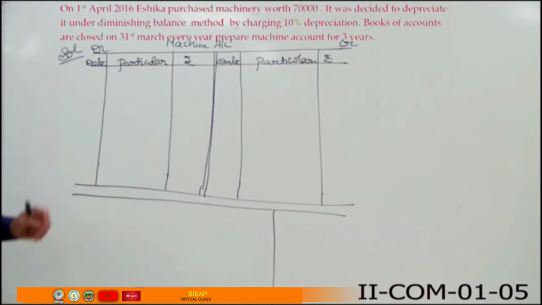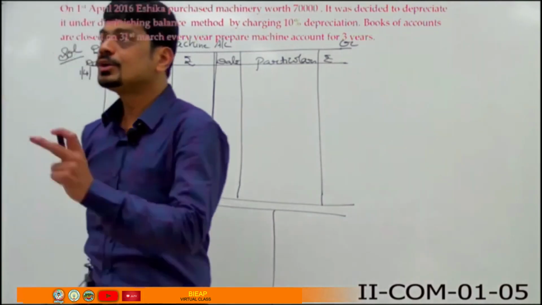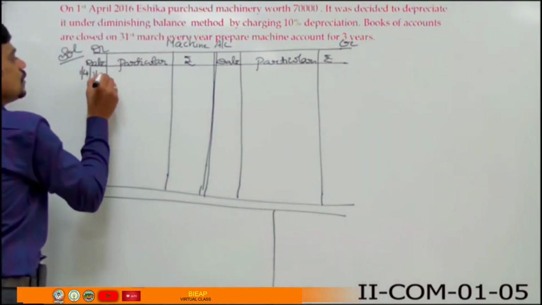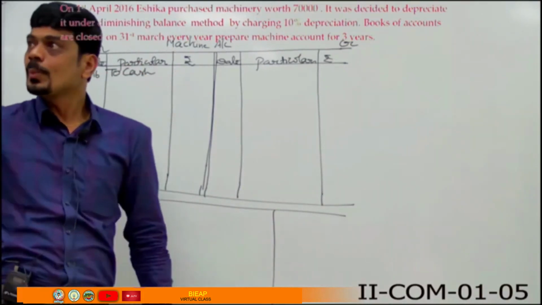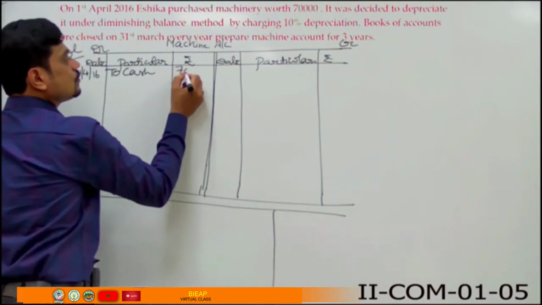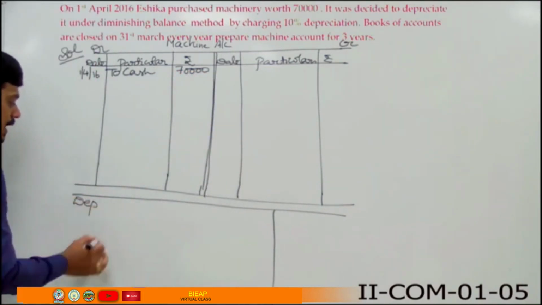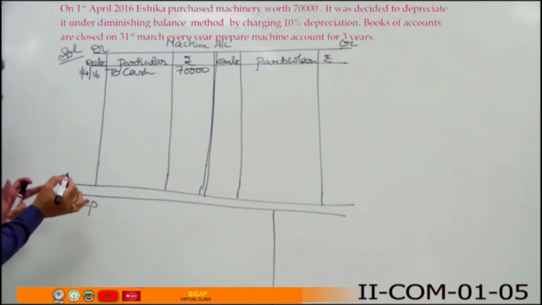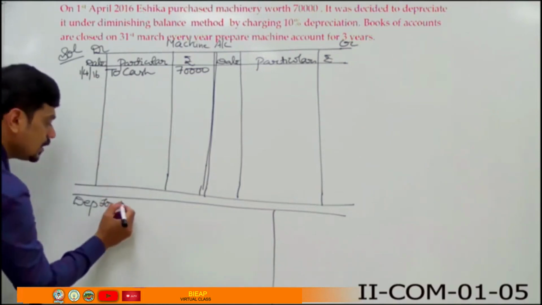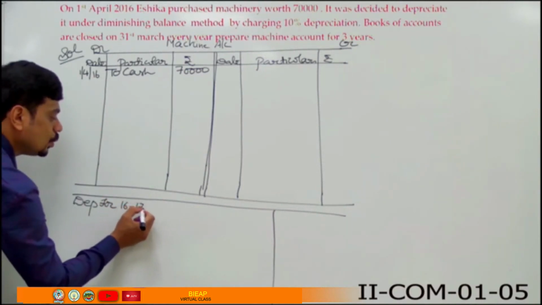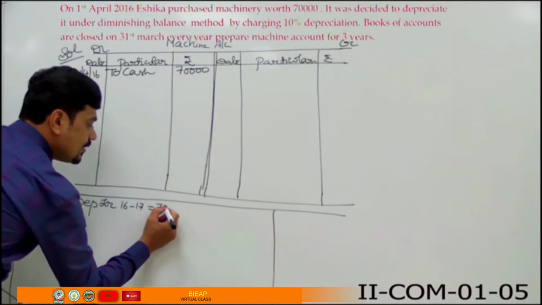Okay. Now posting. When we bought, on 1st April, what is the date? 2016. So to cash or bank, whatever, for 70,000. Come and write 70,000. Here, be careful that we are mentioning the dates separately. So depreciation for which year? Accounting year 16 to 17. Please mention the year. How much?